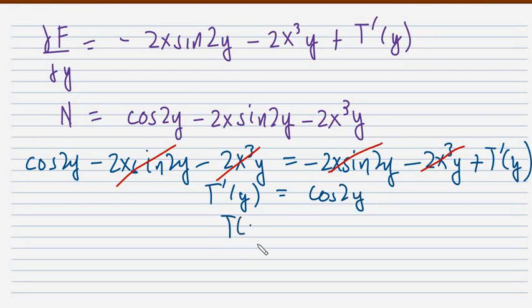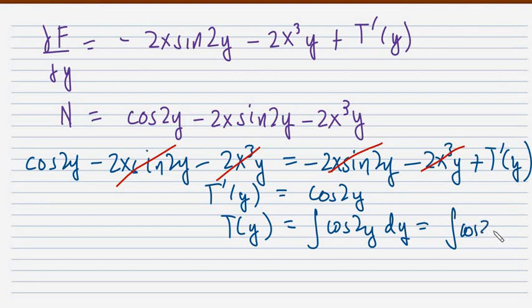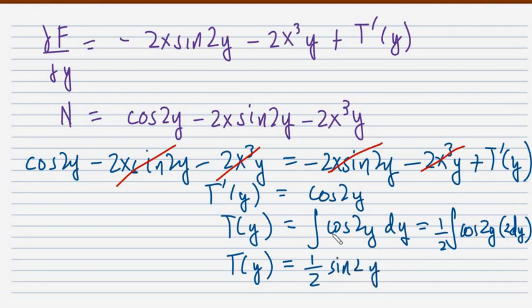And to solve for t of y, we simply have to integrate cosine 2y dy. So what is the integral of cosine 2y dy? Our u is 2y, so 2 differential y. So the balancing factor is 1/2, and therefore t of y is equal to 1/2 sine 2y.